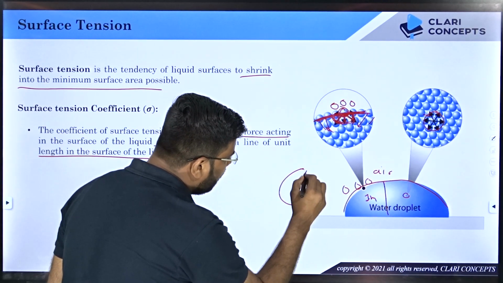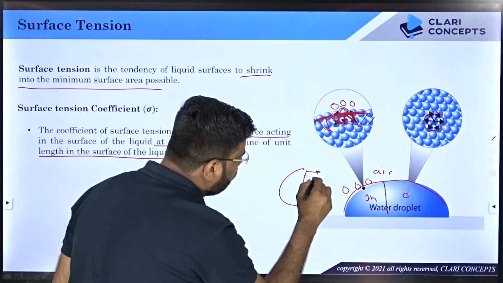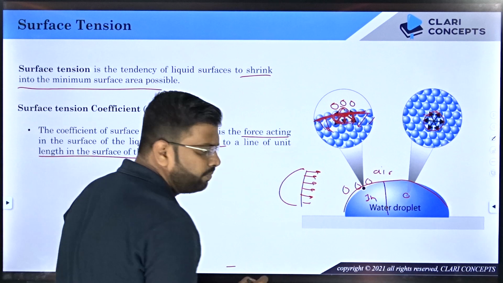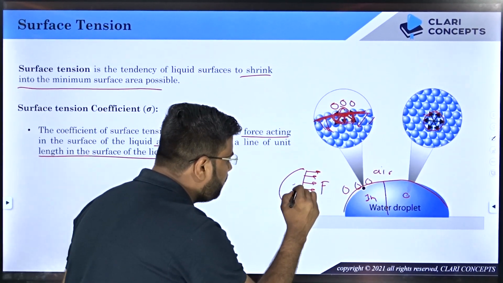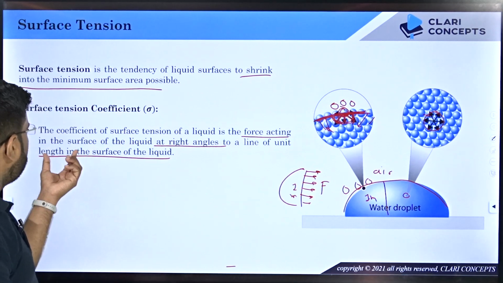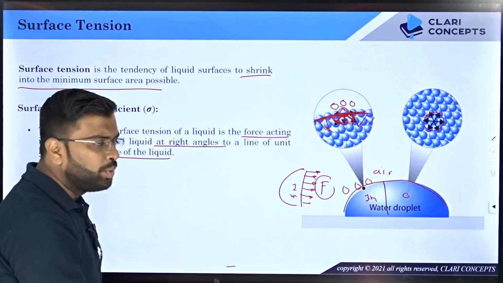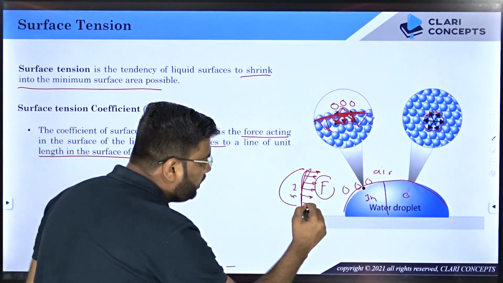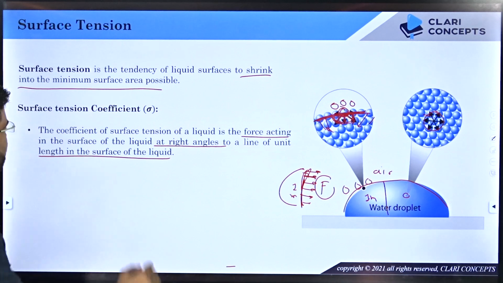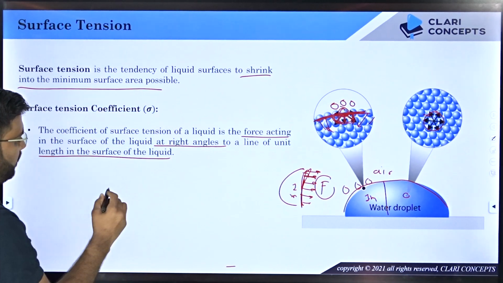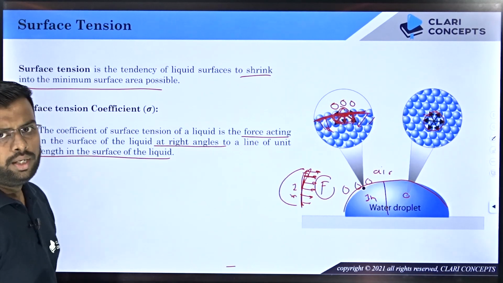Now because I have cut this, the adjacent molecules of the water surface will try to pull this up. If you cumulate the force, let's say the force is F and the length is 1 meter. The surface tension coefficient is saying that the amount of force experienced over a unit length, that is 1 meter of length on a surface at a right angle to the length, is the surface tension coefficient. So this represents the amount of surface tension force per unit length of the water surface.